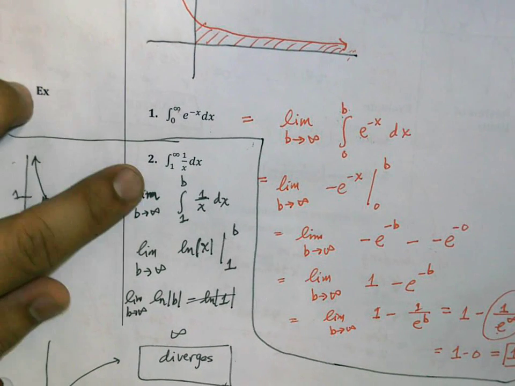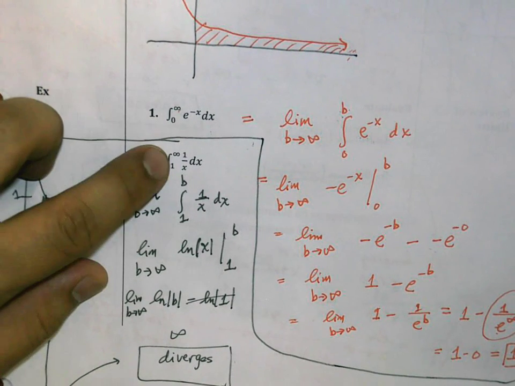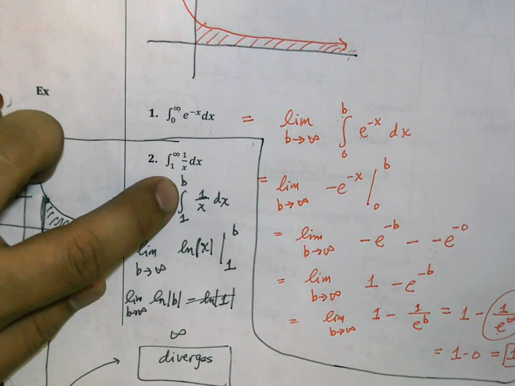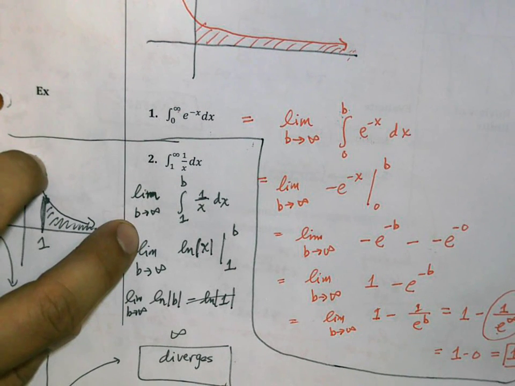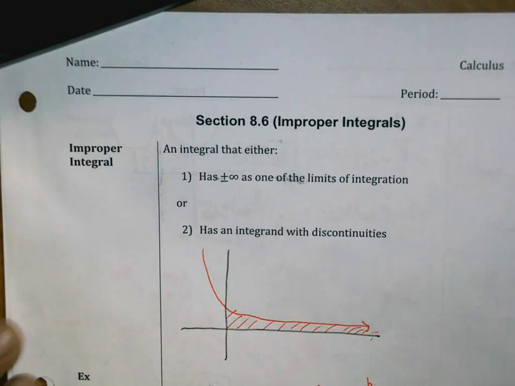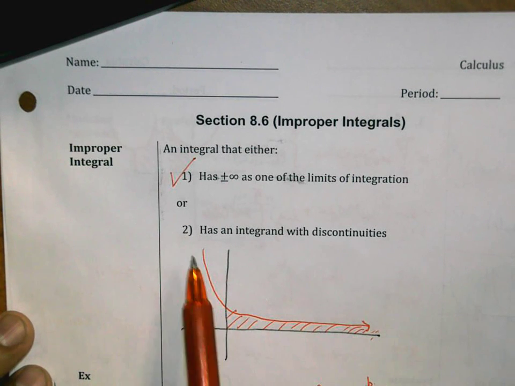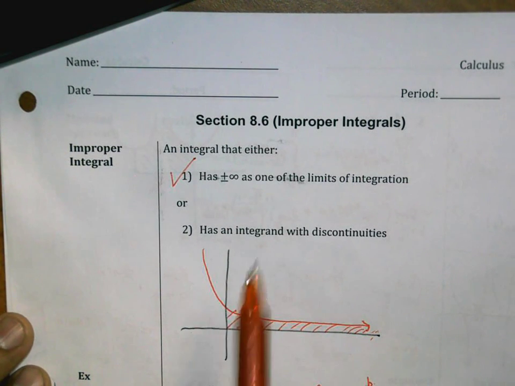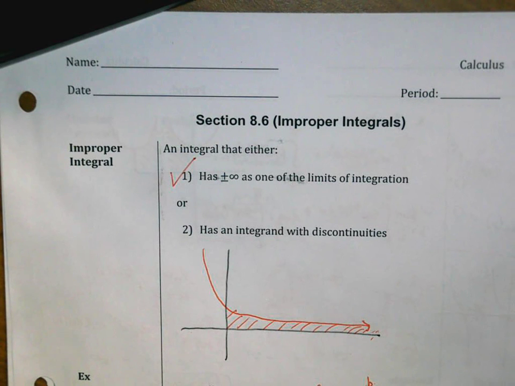But this is the general method. Take the infinity out of the limit of integration, replace it with a variable, and take the limit as that variable approaches infinity. We've dealt with this case, and in the next video we will deal with the case where the integrand has discontinuities.